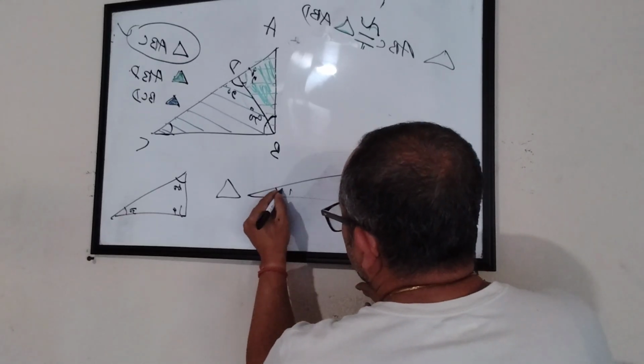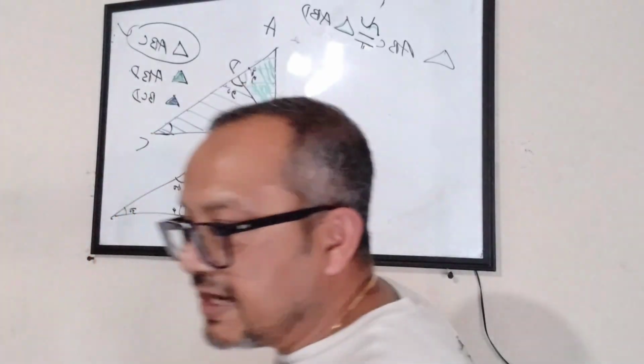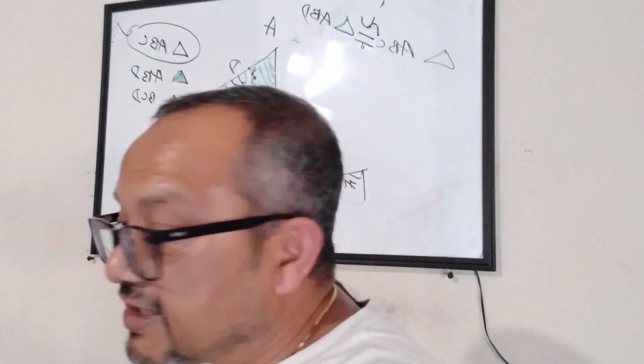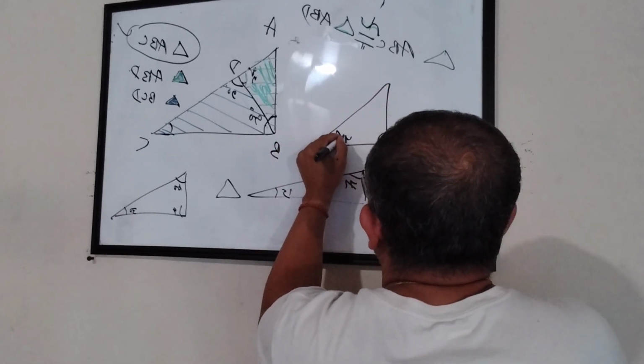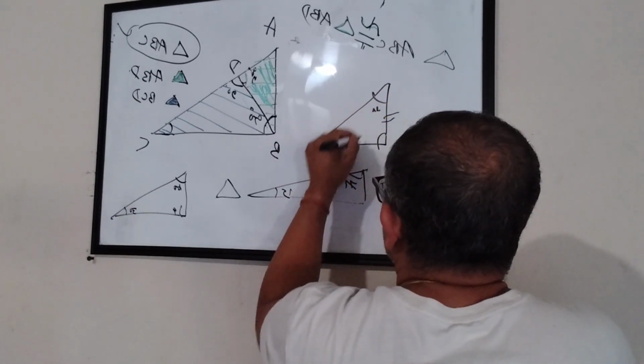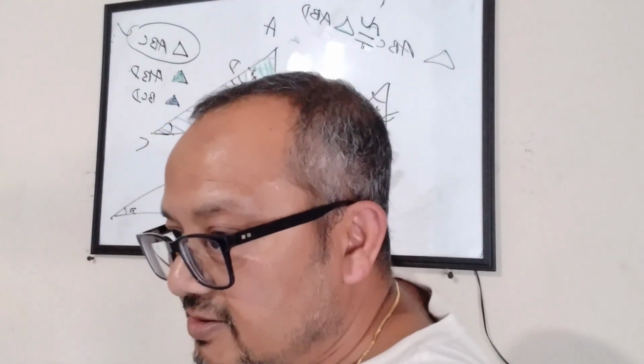This is 15 degree, 75 degree. This can change. You can have an isosceles triangle also as a right angle triangle where this is 90 degree, 45, 45. So this side and this side are the same. So this is a right angle triangle as well as an isosceles triangle. Make sense?